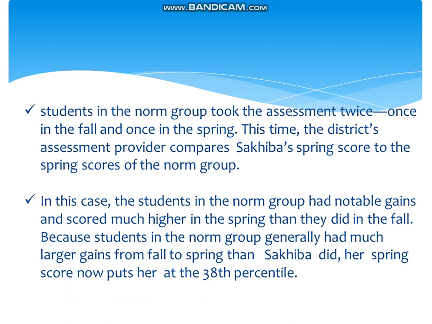Students in the norm group took the assessment twice, as Sahiba did, once in the fall and once in the spring. This time, the district assessment provider compares Sahiba's spring score to the spring scores of the norm group. In this case, the students in the norm group had notable gains and scored much higher in the spring than they did in the fall. Because students in the norm group generally had much larger gains from fall to spring than Sahiba did, her spring score now puts her at the 38th percentile.